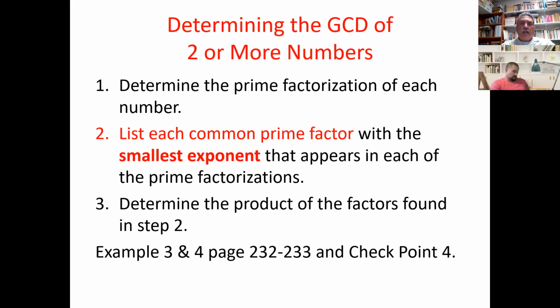Now, if you want to find the GCD of 2 or more numbers, you have to find the prime factorization, like what we did in the previous slide for 12 and 18. List each common factor with the smallest exponent that appears in each prime factorization, then determine the product of the factors found in step 2.